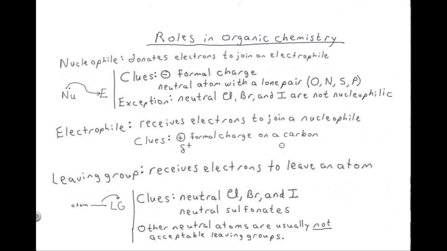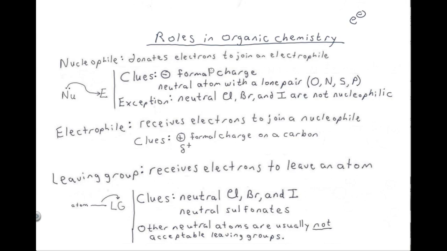Pause the video and explain to yourself why it is reasonable that a positive formal charge could make a carbon electrophilic. Well, I hope you used this definition. A positive formal charge would make you want to receive electrons. Remember that electrons have a negative charge. Positive charges attract negative charges. So this clue makes good sense. If you have a positive formal charge, it does make good sense that that would make a carbon more eager to receive negative electrons.